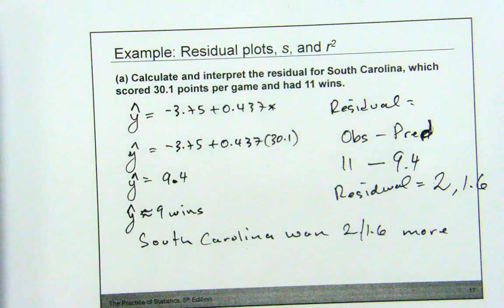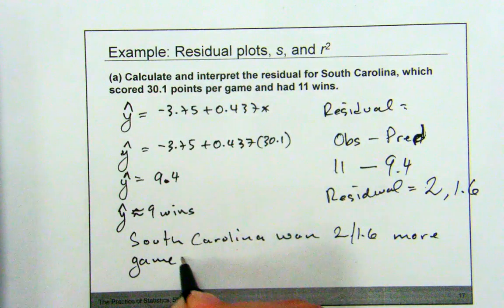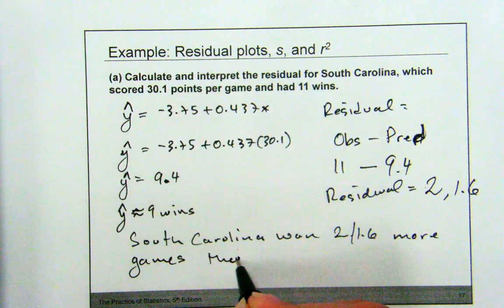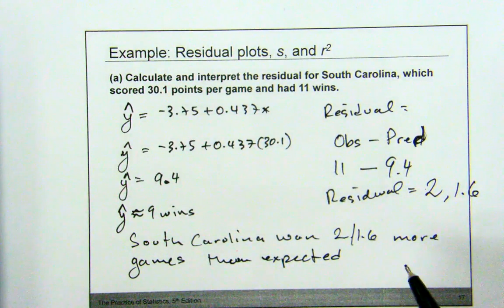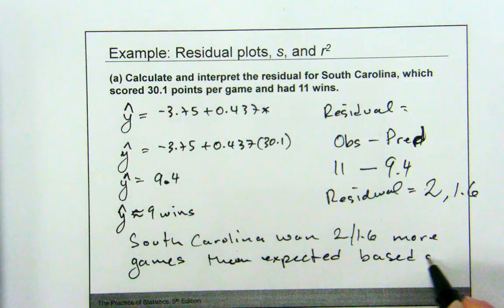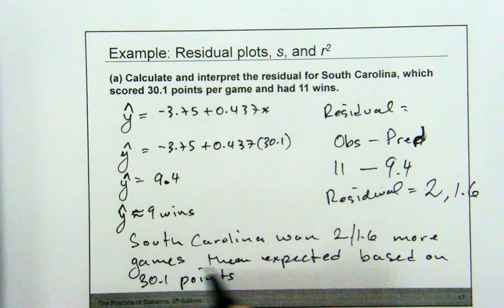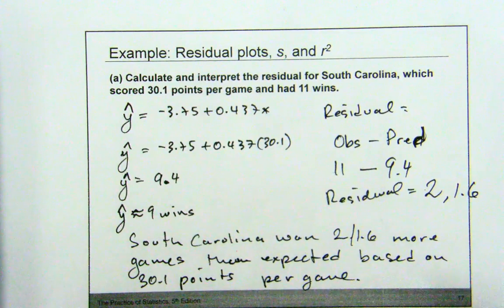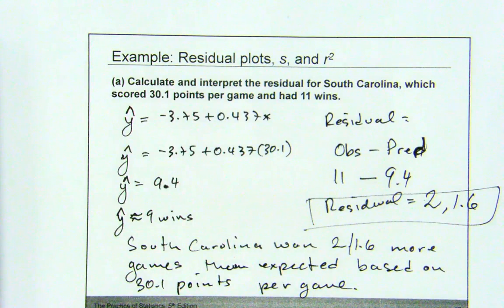Okay, sorry. So South Carolina won 2.2 or 1.6 more games than expected, based on 30.1 points per game. Okay. All right, so that's your residual. You can pick 2 or 1.6. The book uses 1.6, but I don't understand how you can have 1.6 of a win.